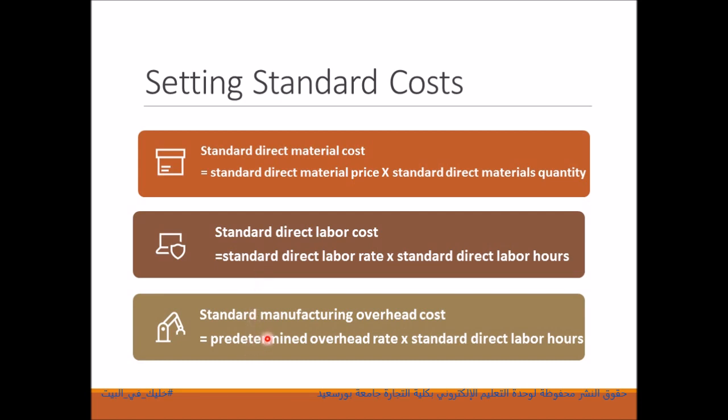Standard manufacturing overhead cost can be obtained by multiplying predetermined overhead rate by the standard direct labor hours. And this is in case of using direct labor hours as the indirect cost allocation base. Machine hours can also be used as the indirect cost allocation base, and if so, standard machine hours should be used. Predetermined overhead rate, as mentioned in the previous chapter, can be obtained by dividing budgeted manufacturing overhead cost by budgeted direct labor hours.